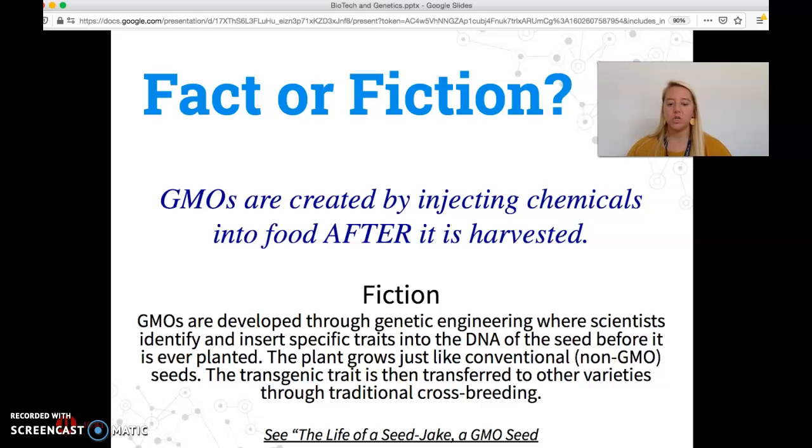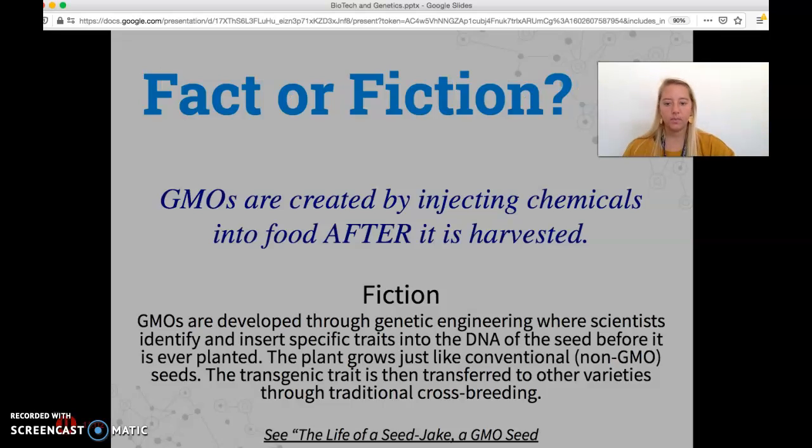The plant grows just like a conventional or non-GMO seed. The transgenic trait, or the one that we are trying to create, is transferred to other varieties through traditional crossbreeding, which we do all the time. We've been doing that for a really long time.